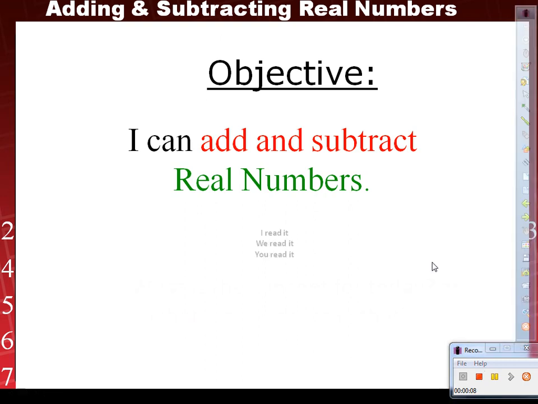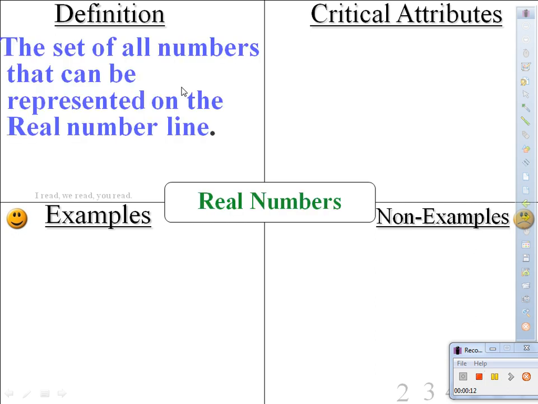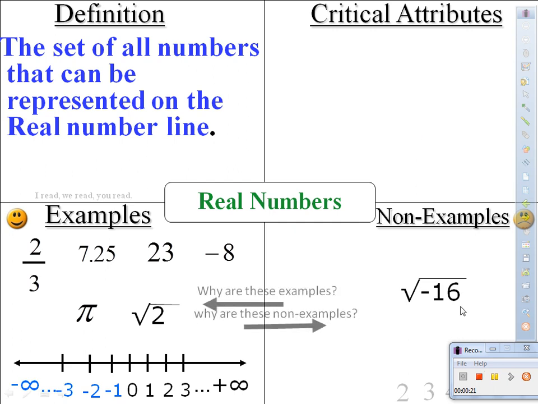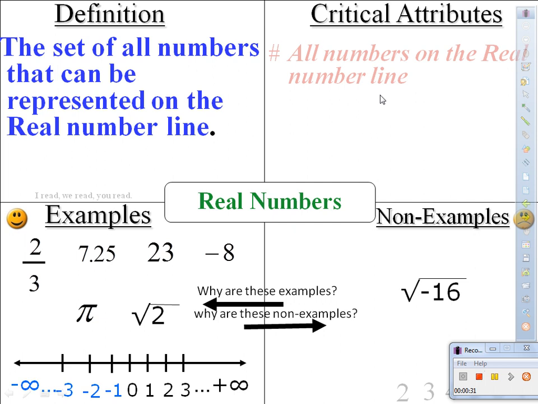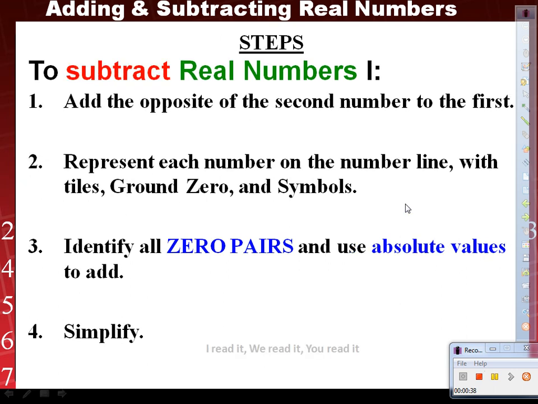So last week, we started with real numbers. You don't have to fill this out. You can do that by yourself because you already know the definition. Examples, non-examples. We came up with some of those. We gave this a name. Tell your neighbor the name of this non-example. That is correct, imaginary. And then we came up with hashtags, right? From there, I gave you guys steps for addition. And that's it. But this lesson is on subtraction.